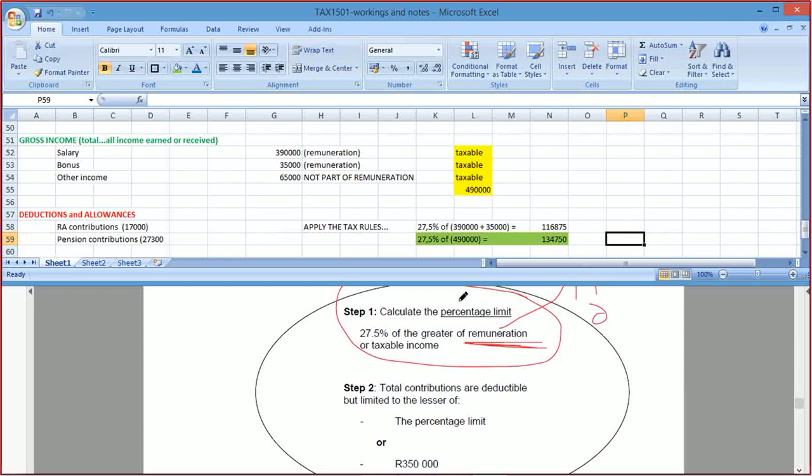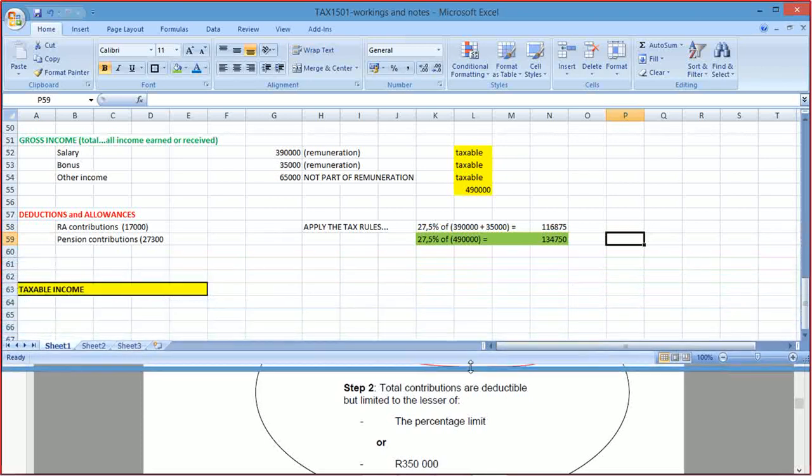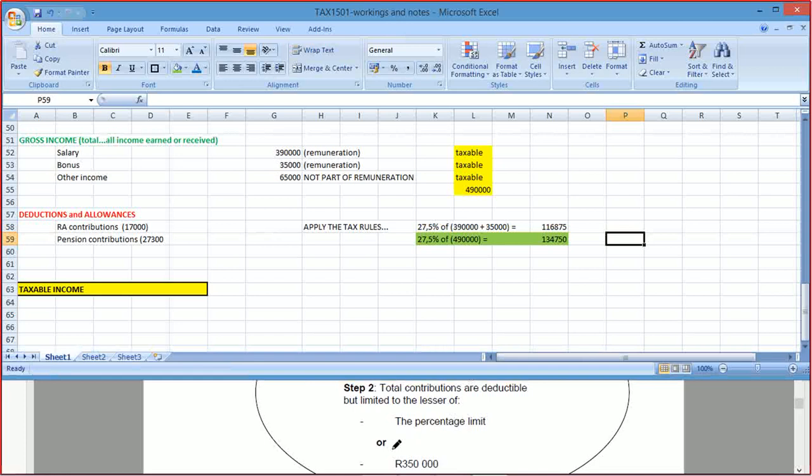Step 2, total contributions are deductible, but limited to the lesser of the percentage limit or 350,000. Lesser of the limit and 350,000. So how much is she allowed to claim? 134,750. Correct. She can only claim this. She can't claim 350,000. It's limited to the lesser of. Make sense? Yeah.